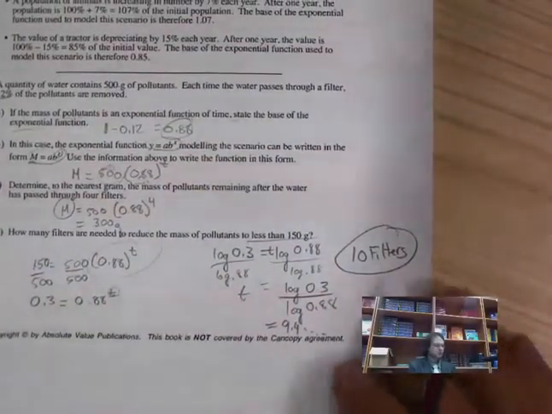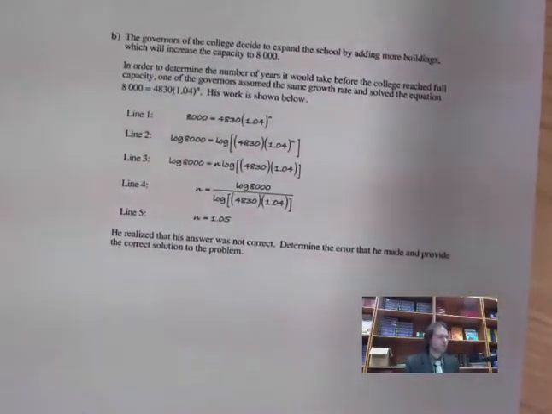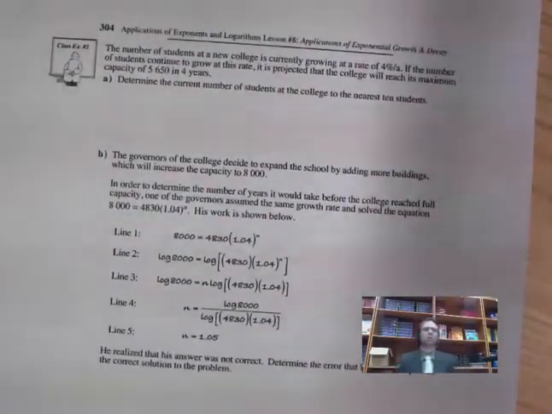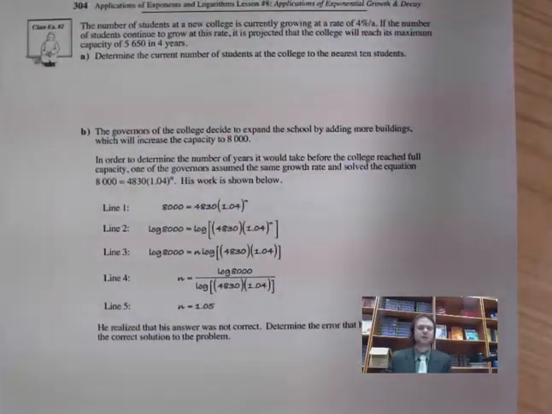All right, so there we are. We're done example number 1. So here, we're going to take a look now at example number 2. Example number 2 says, the number of students at a new college is currently growing at a rate of 4% per year. That /A means per year.